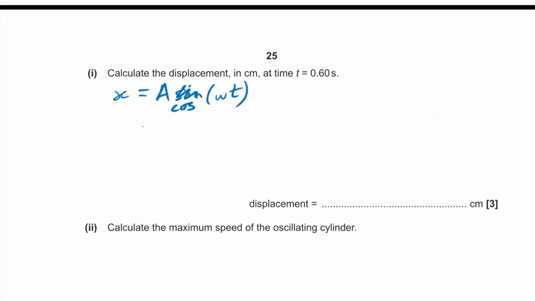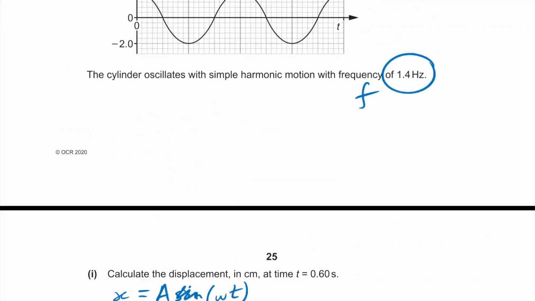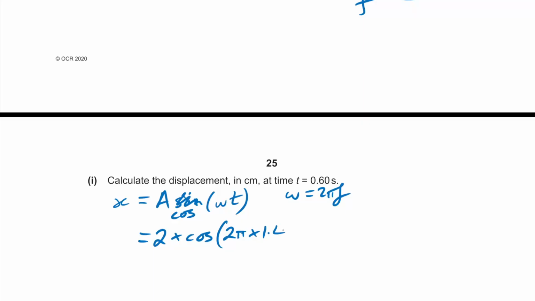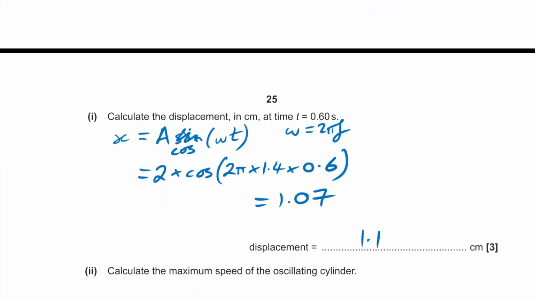you might have to use cos instead, depending on the context. So this is equal to, what do we say? We're giving it in centimeters, so that's fine. So we'll just say 2 centimeters times cos. We know that omega, of course, is 2 pi f. So let's just write that down. So this ends up being 2 pi ft. So 2 pi times, what was it, 1.4 hertz times 0.6 seconds. And you must make sure that you're in radian mode here, because if any of your cos and sines have pi's in, you must be in radians. And we end up with 1.07 centimeters, so 2 sig figs, 1.1.